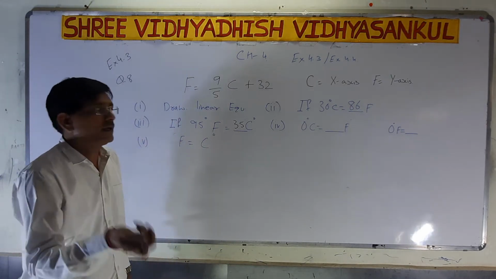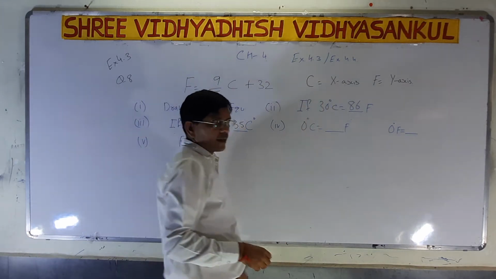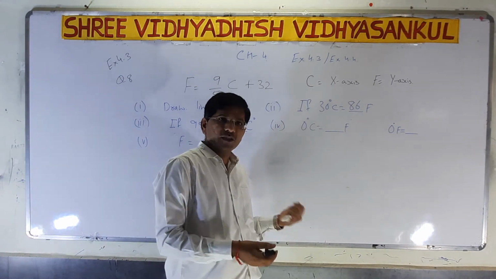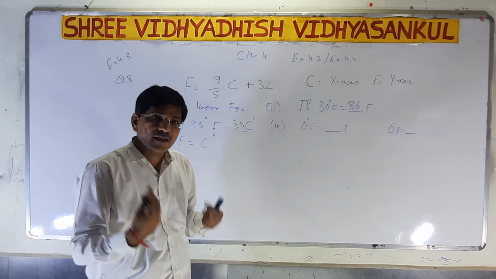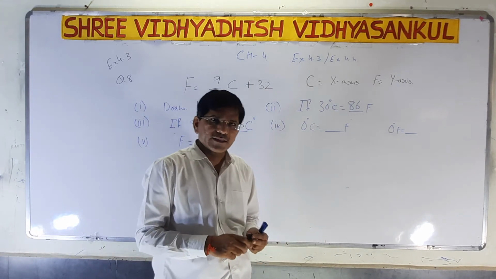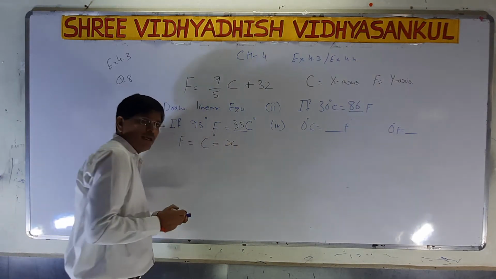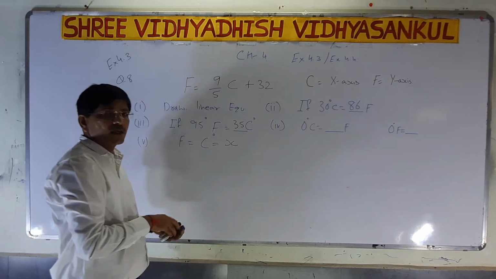So in all questions, if you will see, one of the temperature is given and we are finding another temperature. But in this question, when both are not given and both are same, then what we have to do? We have to assume as x. So let me take Fahrenheit and Celsius as x. So what I have to do now? First I have to write the equation.